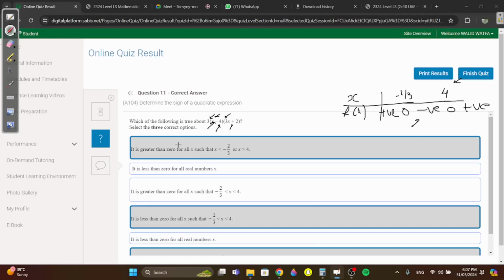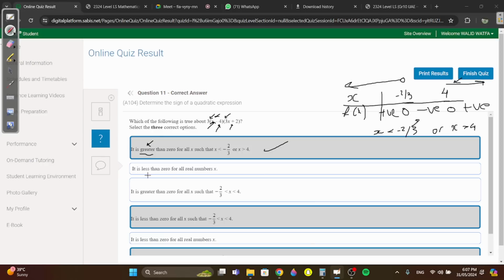Anyway, when is it greater than 0? When is it positive? It's positive for all numbers before minus 2 over 3, so all x less than minus 2 over 3. And then all numbers after 4, right? You don't say and, you say or. Please don't say and. Please. Thank you. Or x greater than 4.